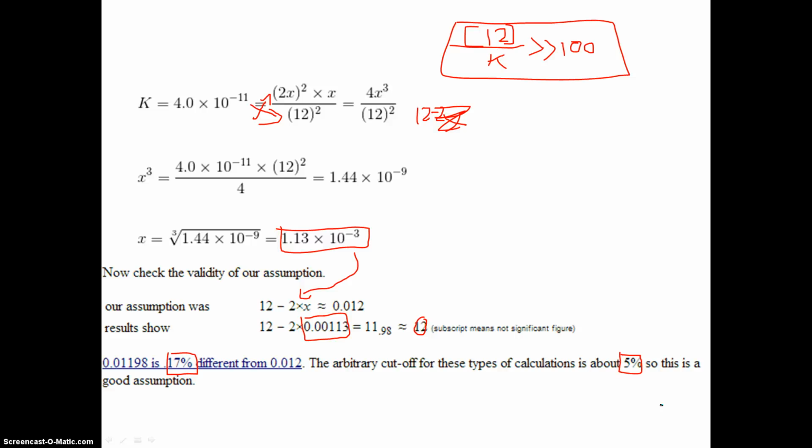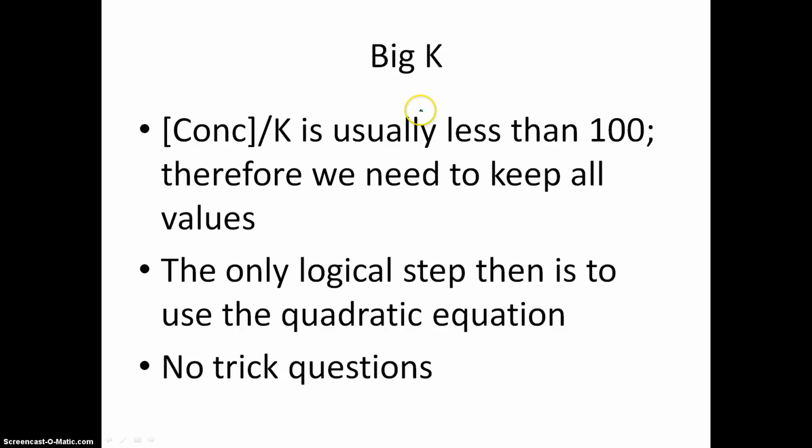Now obviously there's only one other type of question left, which is where you have a big K value. If you have a big K value and you divide your concentration, so let's say it was 12 again, and let's say this time our equilibrium value K was given to be 6. So that equals 2. That is much less than 100. So now you have to use the quadratic equation. That's the only way the question is going to be set up.